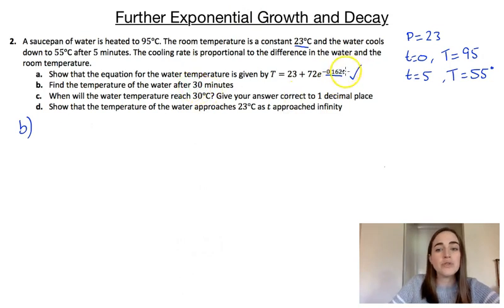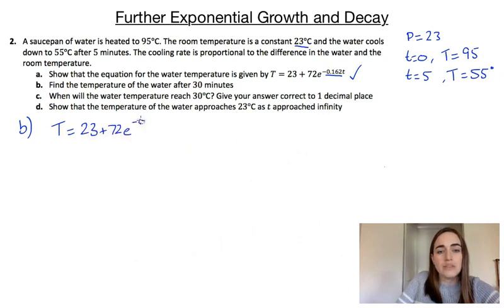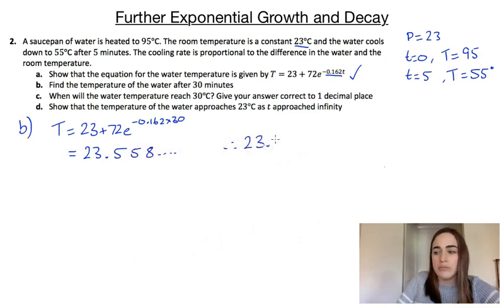So we're just going to substitute 30 into that equation there. So we'd have T equals 23 plus 72 e to the minus 0.162 times 30. And if we pop that in, that's going to give us 23.558 and so on. So we can say, therefore, 23.6 degrees Celsius after 30 minutes.